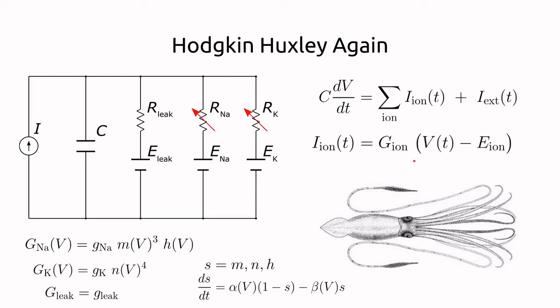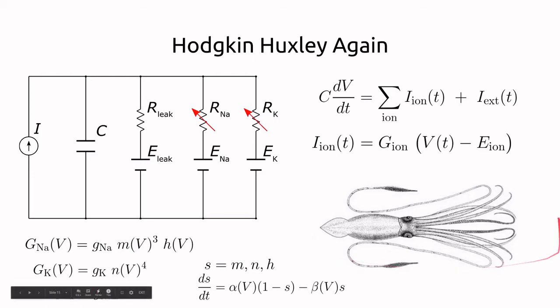The ion current is the conductance times the difference between the membrane potential and the reversal potential. And then we have these expressions here for the conductance of the different channels, so leak, potassium, and sodium. And then we have here the dynamics of the gate state variables that affect these conductance values.